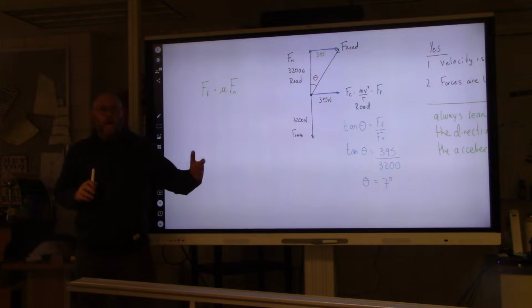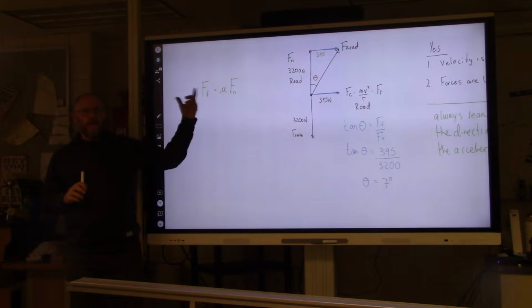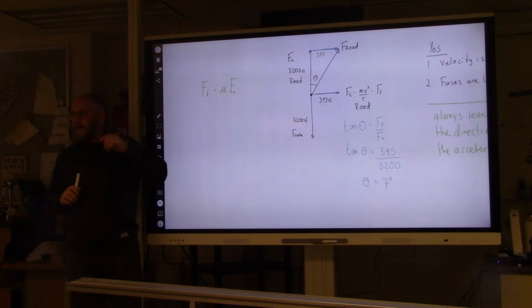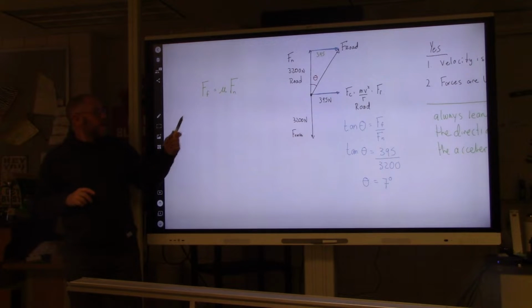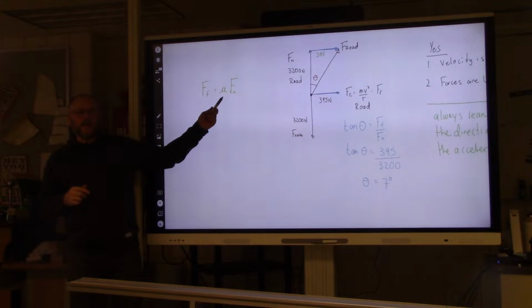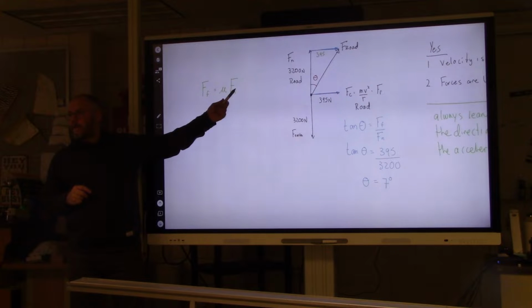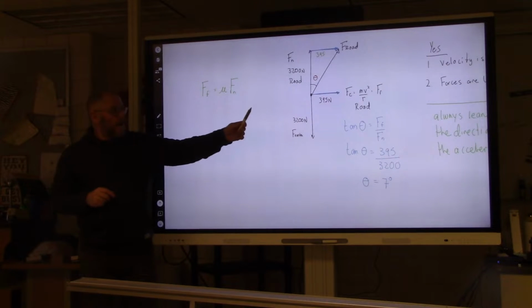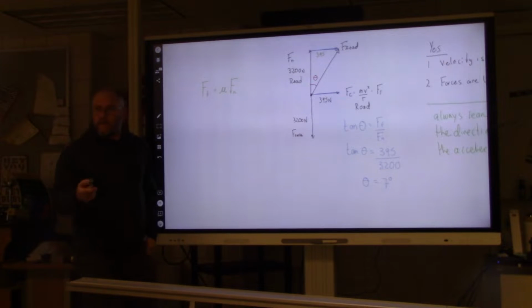If you remember, this is one of the things that we use to calculate. This says that if you want to calculate the frictional force, you need to know two things. What's this symbol represent? Mu. Coefficient of friction. What's this one? Normal force.